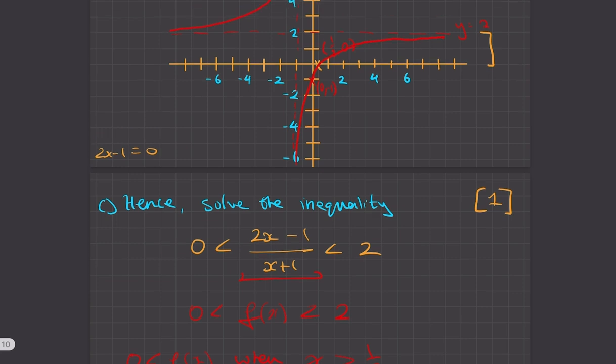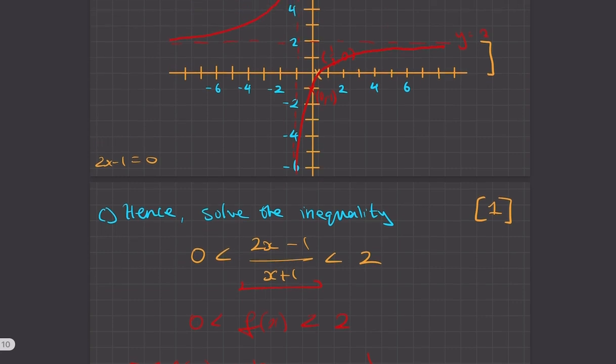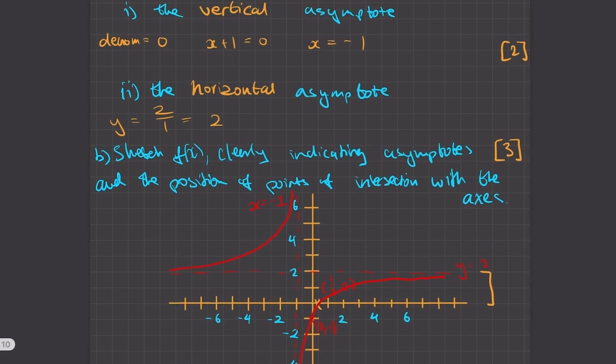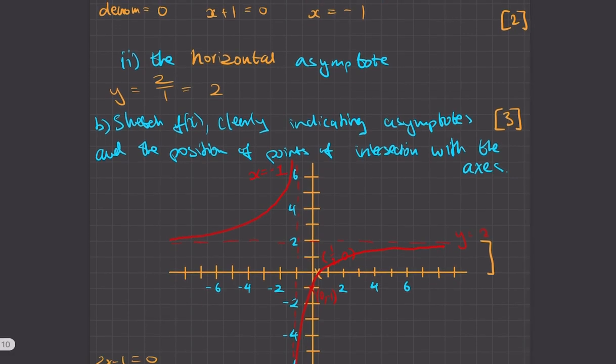It's a bit of a difficult question. It's quite long as well, 6 marks. You can see respectively how many marks each part is worth. So yeah, hopefully that was helpful.